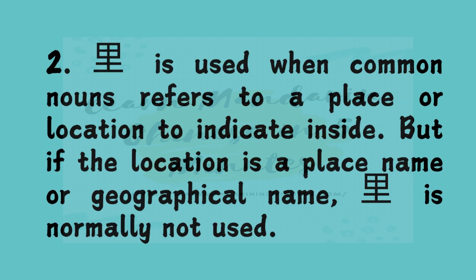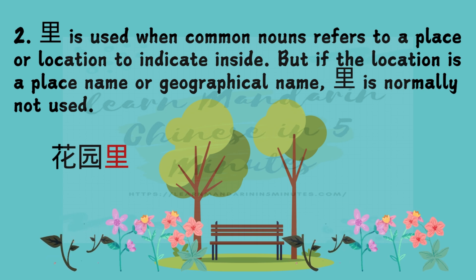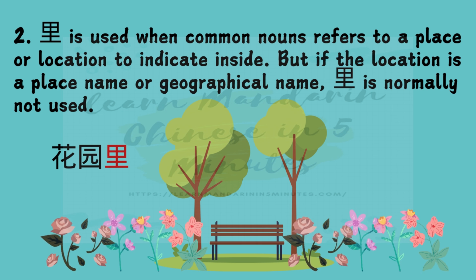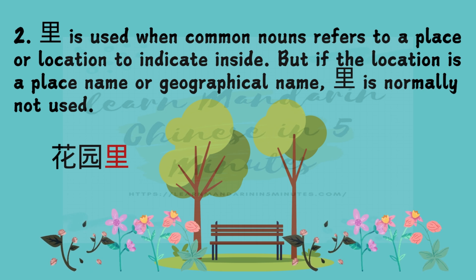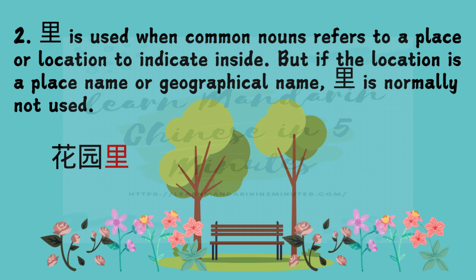Number two, 里 is used when common nouns refer to a place or location to indicate inside. But if the location is a place name or geographical name, 里 is normally not used. For example, 花园里种了很多美丽的花. There are many beautiful flowers planted in the garden.